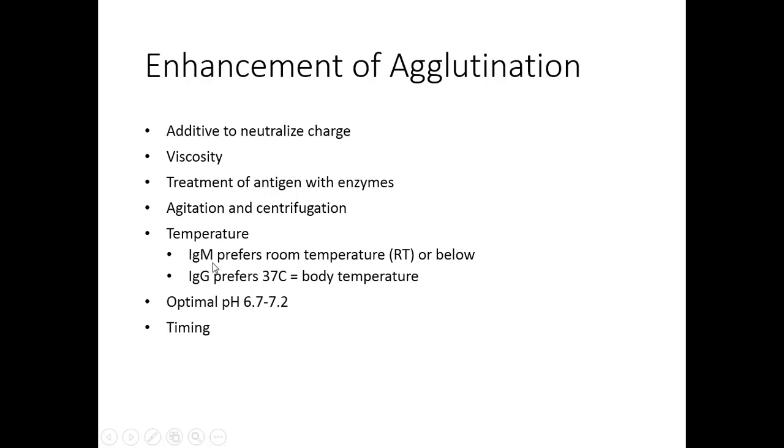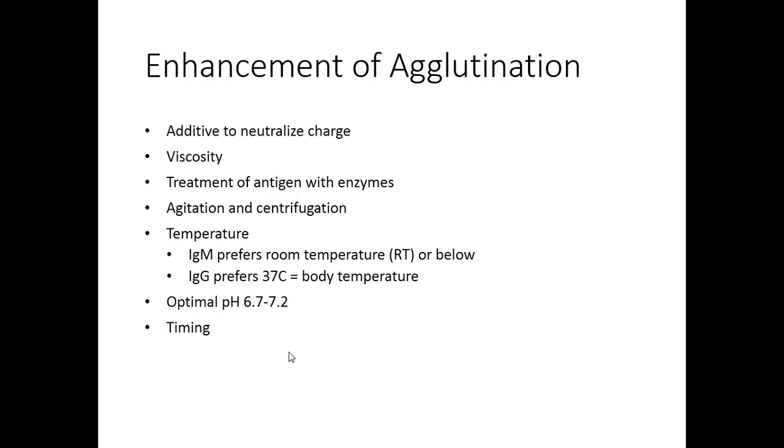I said earlier that IgM prefers cold. I apologize, IgG is 30 to 37 degrees. IgM prefers really cold, roughly 4 to 27, so room temperature or below. Remember, IgM is a cold antibody. IgG is a warm antibody, likes a nice 37 body temperature, but will still react as low as, say, 30 degrees centigrade. So we can adjust the temperature to enhance agglutination.